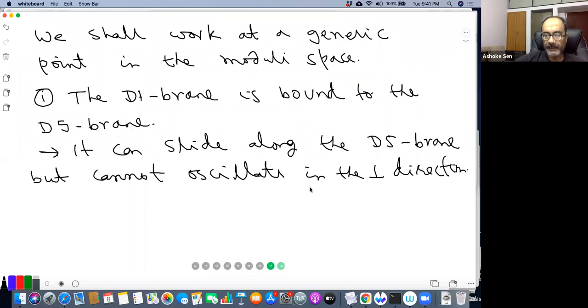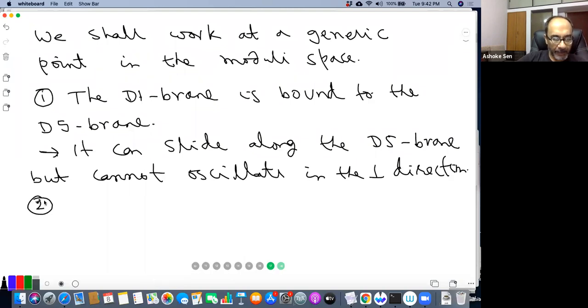Now here, when I say it cannot oscillate in the transverse direction, of course, if you give it enough energy, it can move in the transverse direction. And that's one of the places where the BPS condition comes in. We are looking for the lowest energy configuration for a given set of charges, and you have to avoid doing things that are not necessary. So you don't allow the D1 brane to oscillate in the transverse direction, because the minimum energy configuration is when it slides along the D5 brane.